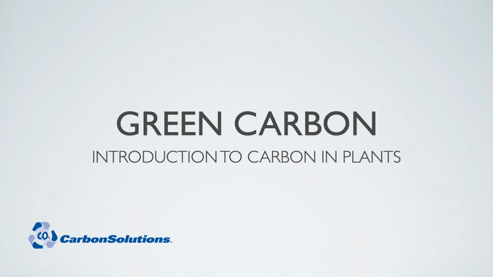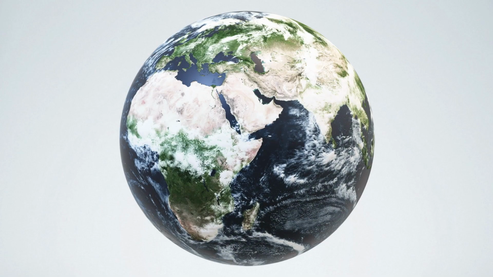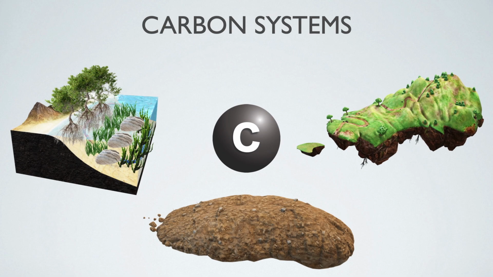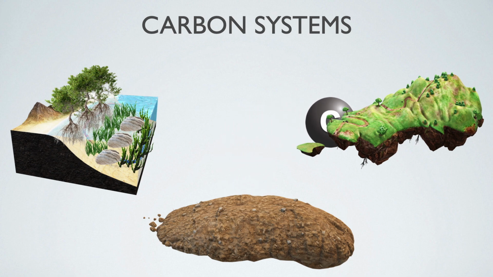In this video, we will introduce what green carbon is and how it functions. But first, let's go over the basics, starting with carbon. The element carbon is present everywhere on Earth, absolutely everywhere. Carbon can be found and stored in various Earth systems: in water, in soil, and finally, in plants. Today, we will be exploring this last system together.